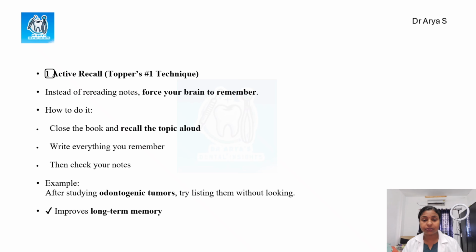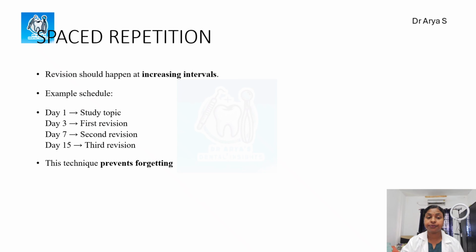First one is active recall. It is the topper's number 1 technique. Here, instead of rereading notes, force your brain to remember. How to do it? Close your book, and recall the topic aloud and write everything you remember and then check your notes. So for example, after studying some tumors, try listing them without looking. It improves long-term memory. Okay, so it's very important, that is active recall.